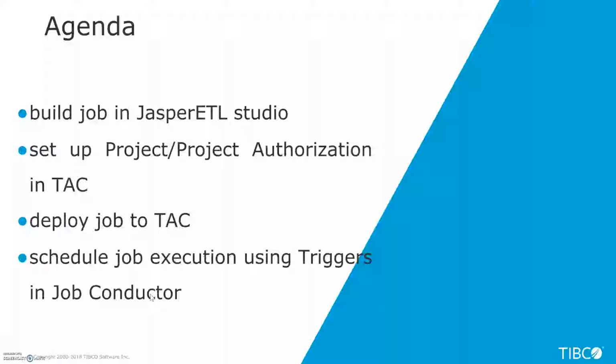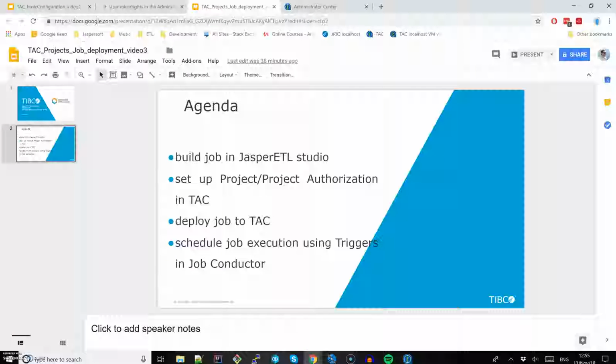So first of all, we're going to build a job using Jasper ETL Studio. Then we're going to go to TAC to set up our project and project authorization. Then we're going to deploy the job to TAC using job conductor. And finally, we're going to schedule a job using triggers. So let's start by going to Jasper ETL Studio and building our job.